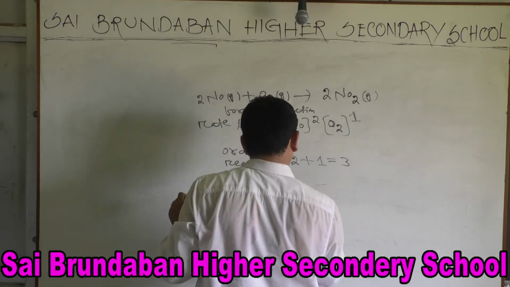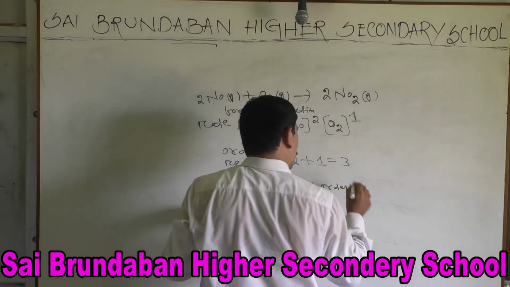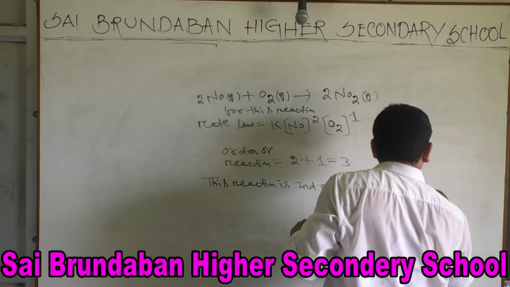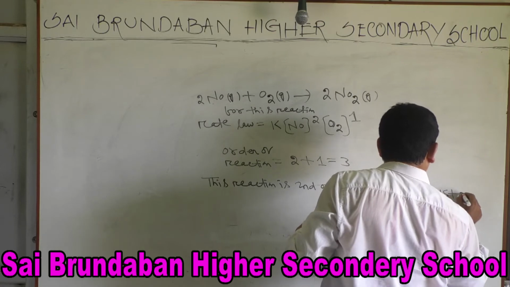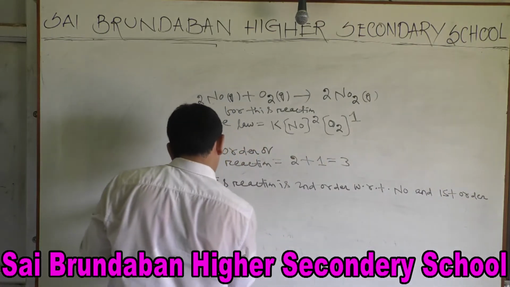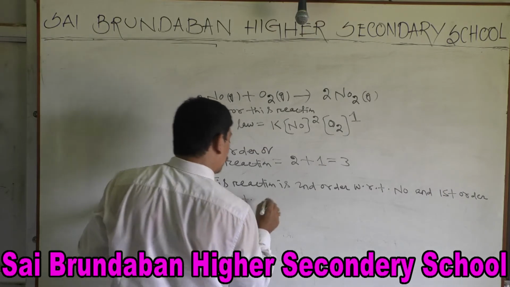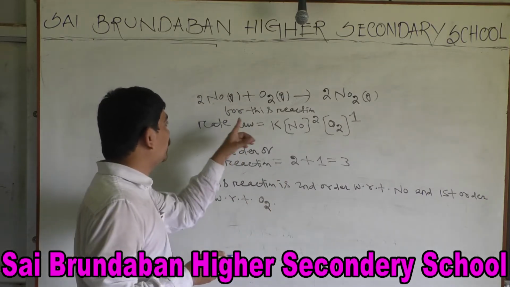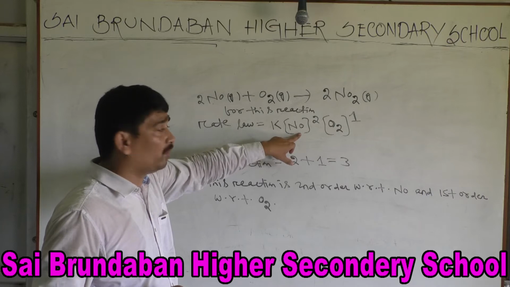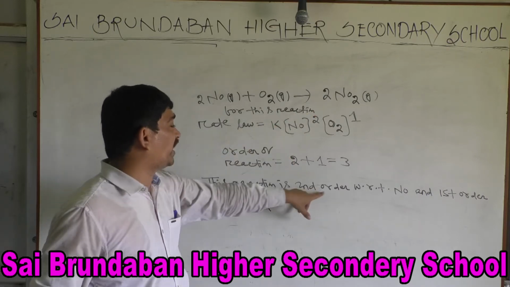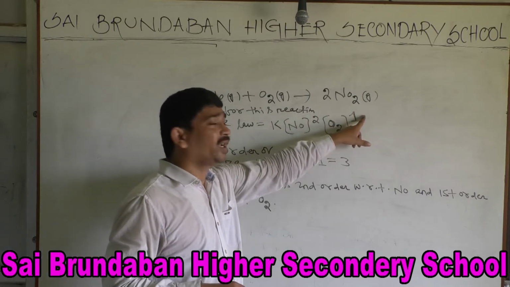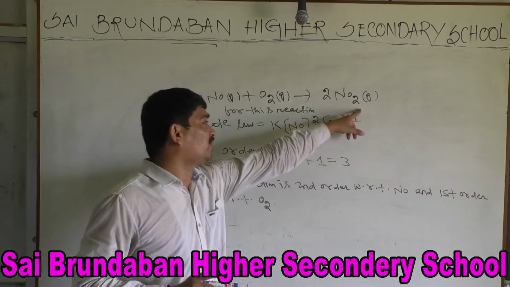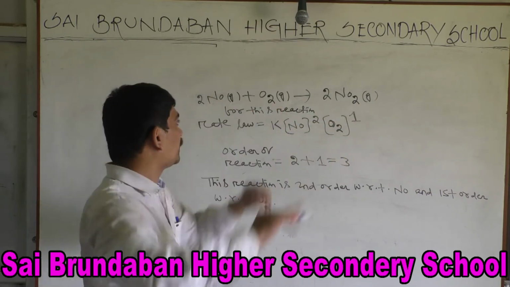So this reaction is second order with respect to NO and first order with respect to O2. Look at it: for this reaction it is second order with respect to NO, since the power is 2, and first order with respect to O2, since the power is 1. Clear?